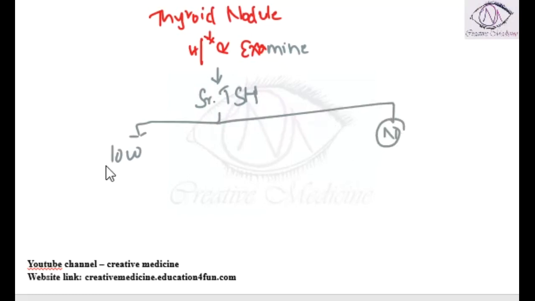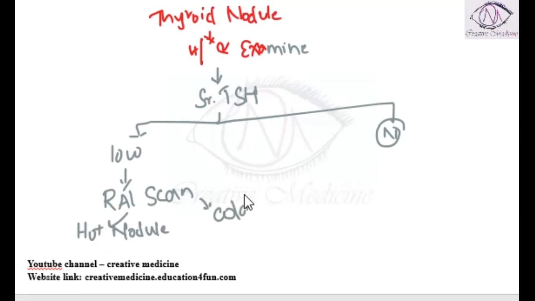First, if the serum TSH is low, then you do a radioactive iodine scan. On radioactive iodine scan you can find either a hot nodule or a cold nodule. Now, if you have found a hot nodule, then in such cases you can do iodine 131 ablation, or you can also do a surgery in case of a hot nodule.